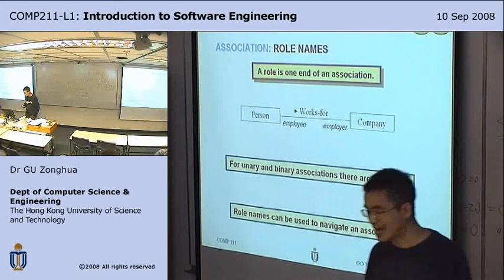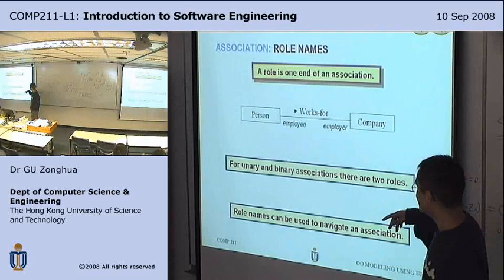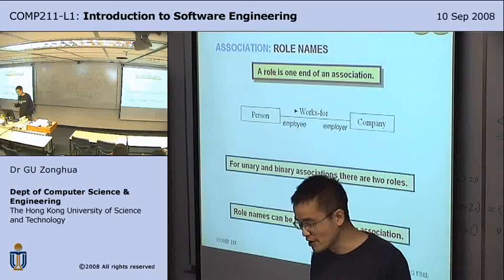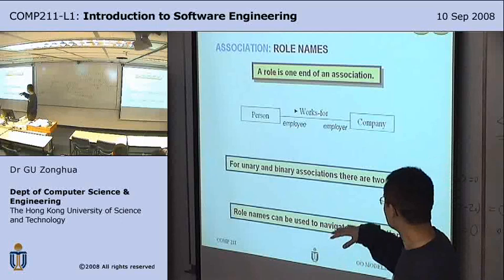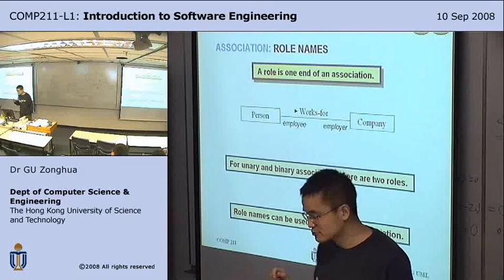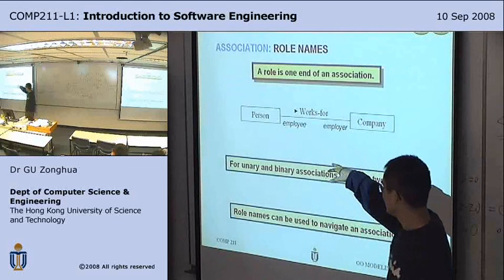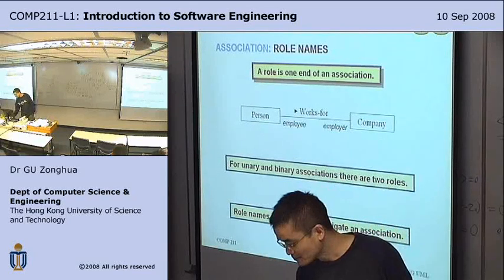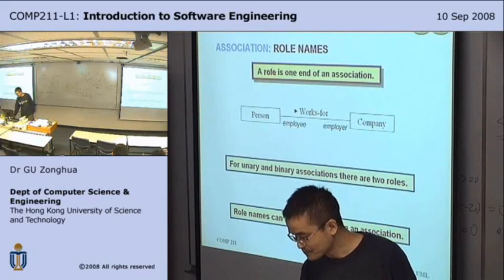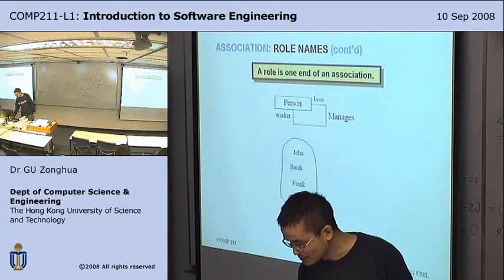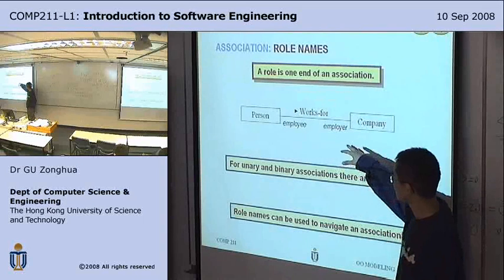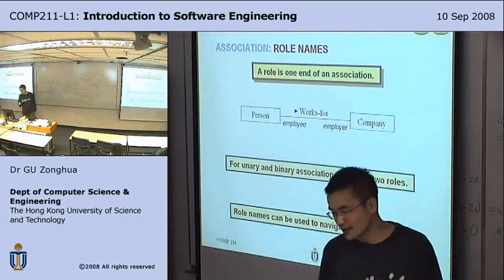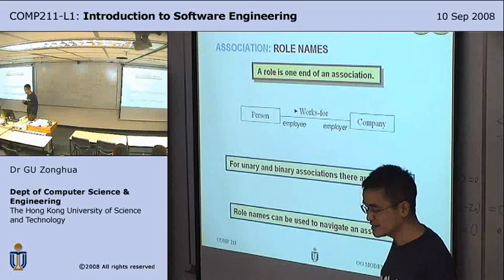Role names can be used to navigate the association. That is, if you say person dot employer, it navigates from person to the employer of the person by traversing this link from person to company. So this allows you to navigate. So in this case, the two role names are optional. That is, it's obvious which one is the employee, which one is the employer.